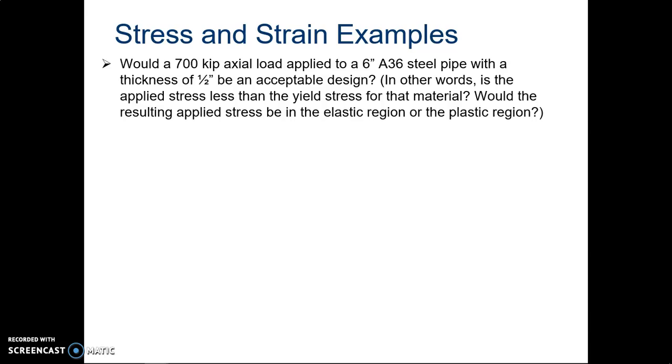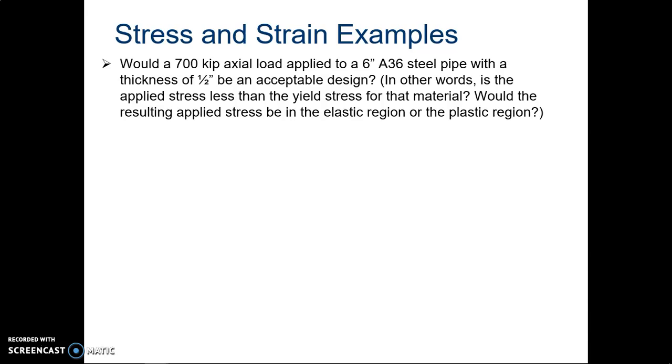Let's do one more. Would a 700 kip tensile axial load applied to a 6-inch A36 steel pipe with a thickness of 1/2 inch be acceptable? Ugh, that sounds like a lot of words. But let's break it down. When we say acceptable, what we're really asking is, is the amount of stress applied too much for the member to handle?